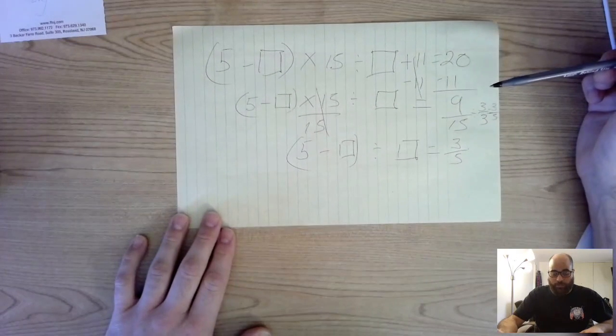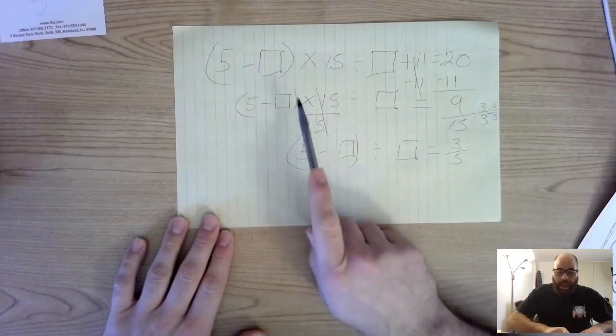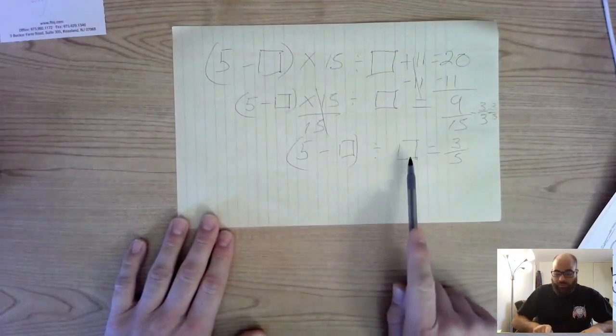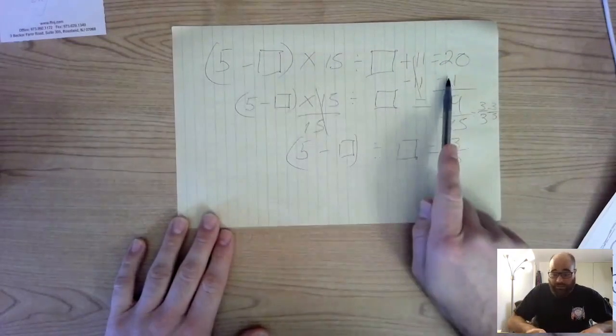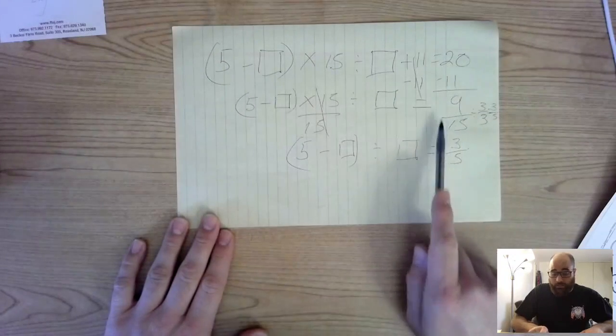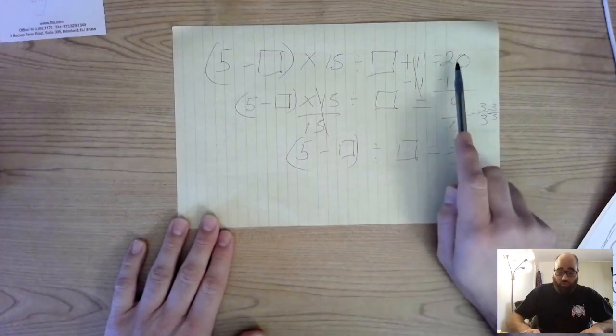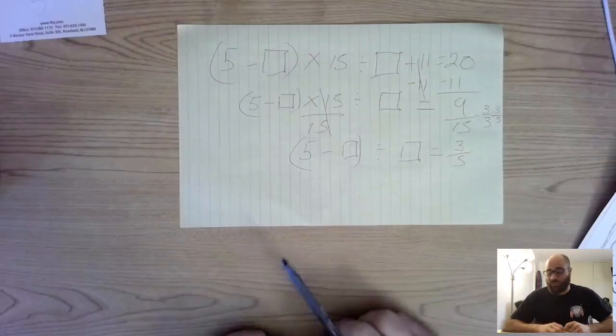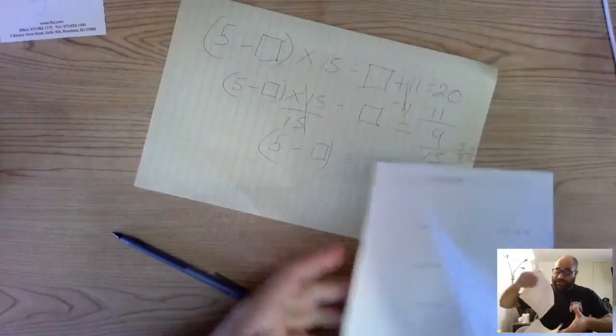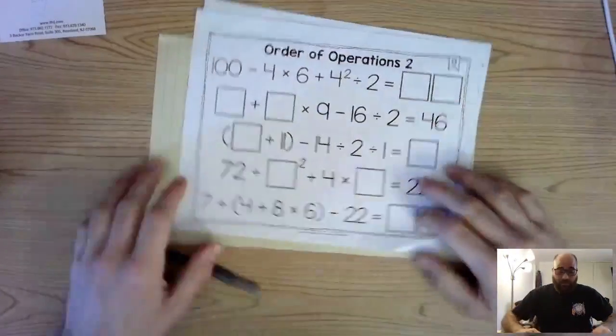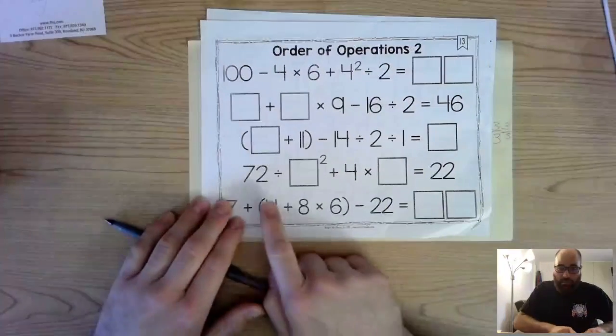Okay? So again, once I have my variable here, I'm going to put it there. Once I have this variable, I'm going to put it there, and I'm going to test it to make sure it equals 20. Not 9, not 9/15 or 3/5, 20. Okay? You guys can do this.